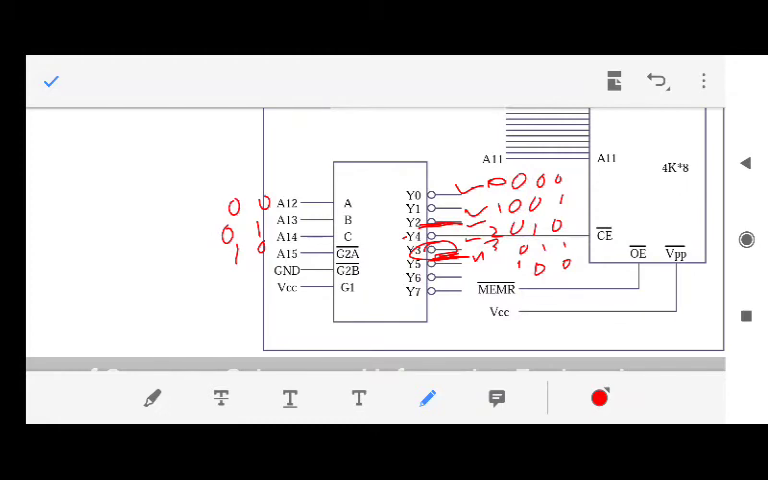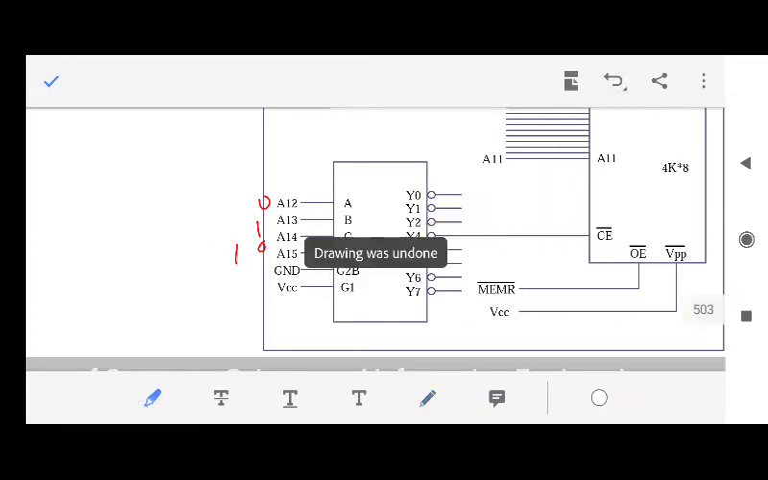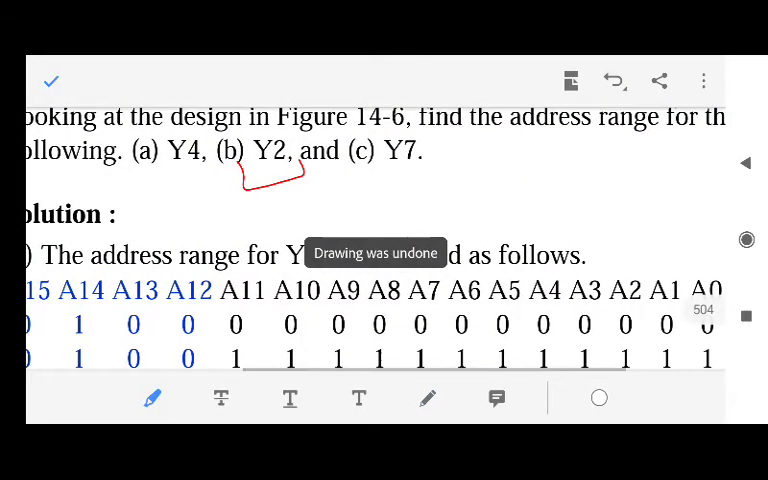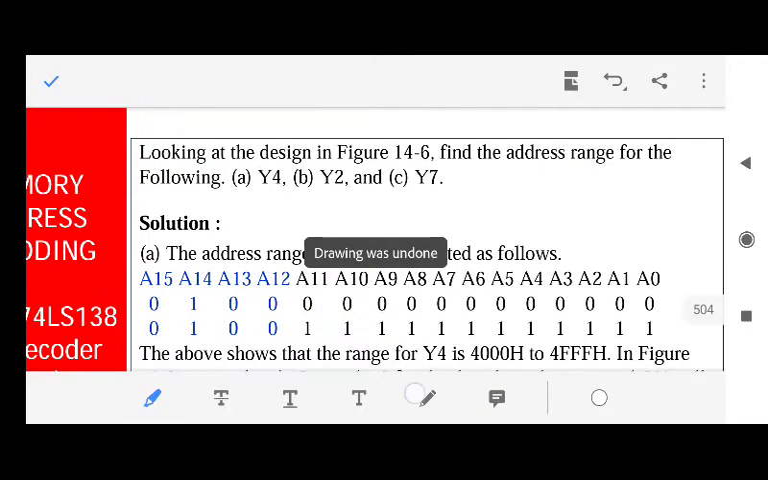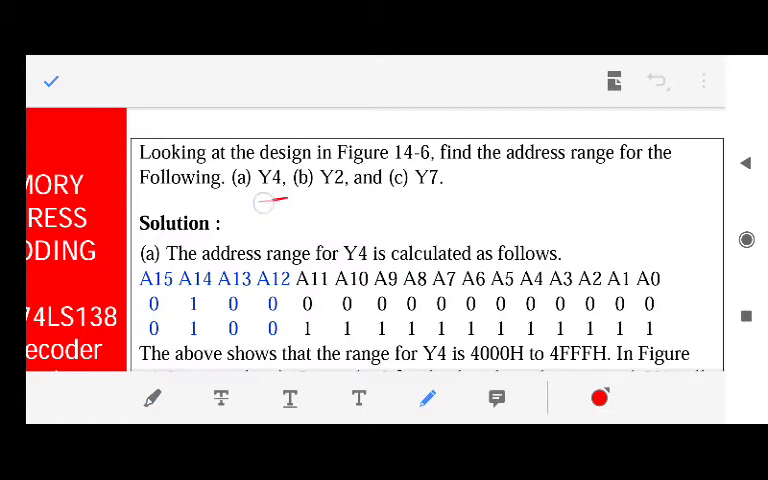Fine. I think now it is very clear to everyone. So you should do this exercise. These are the questions. If you are connecting your external memory to Y4, then what will be the address range? If you are connecting to Y2, what will be the address range, and Y7? Once you do this exercise, it will be more clear to you. Fine. Now we'll move forward.